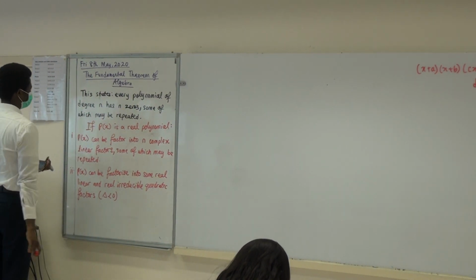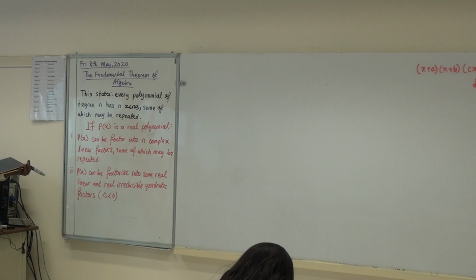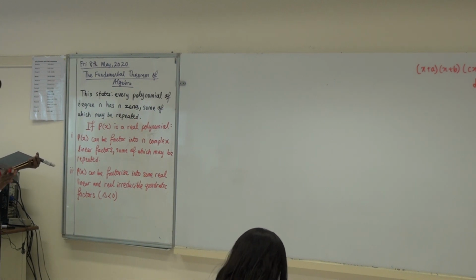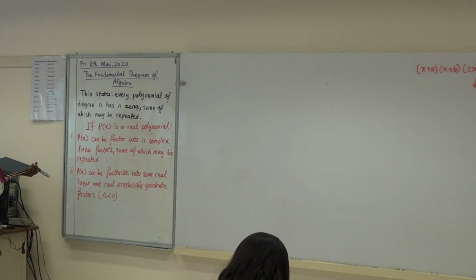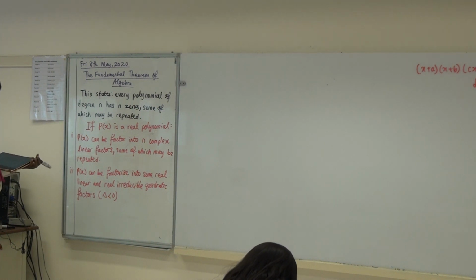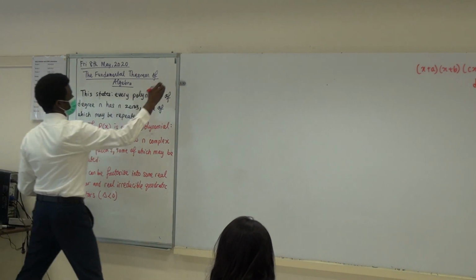We already talked about the third point, so I'm not going to repeat that. The third point here is every polynomial has n roots, some of which may be repeated. So that is the fundamental theorem of algebra. We'll not repeat that. So the next important point.